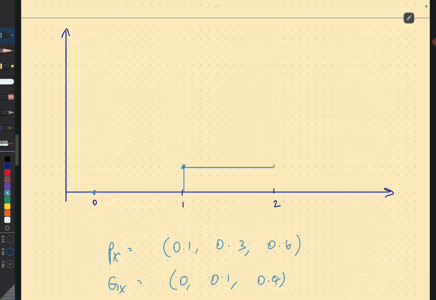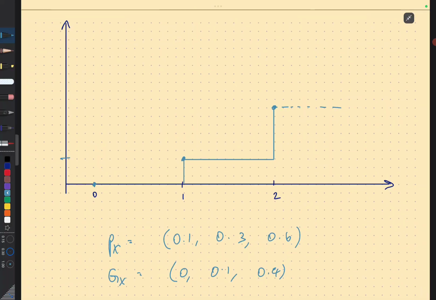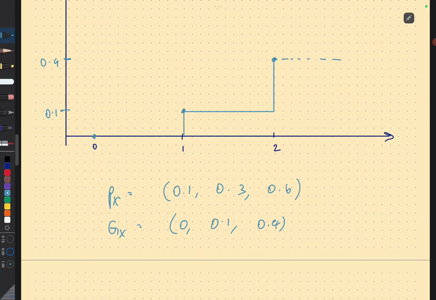Let me keep it a little to scale. So this is 0.1. Let's say this is 0.4, and this over here is 1. It's not exactly to scale, but you get the picture. Right? So this is for one symbol.